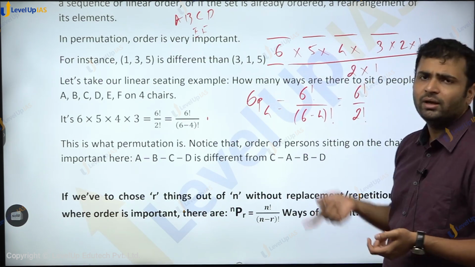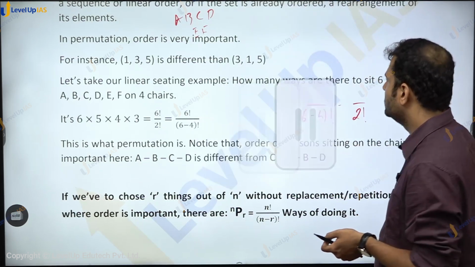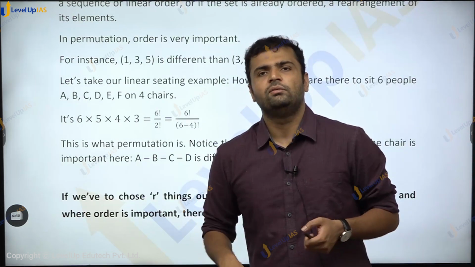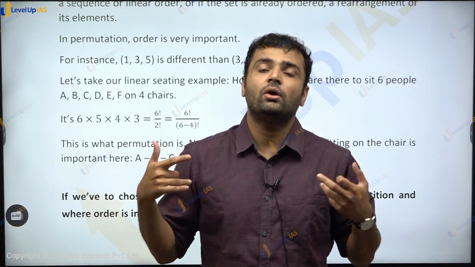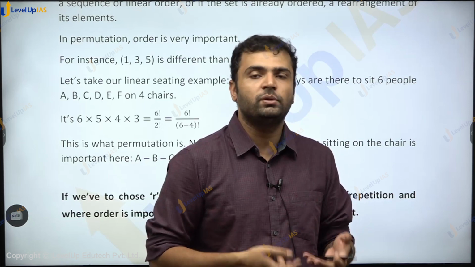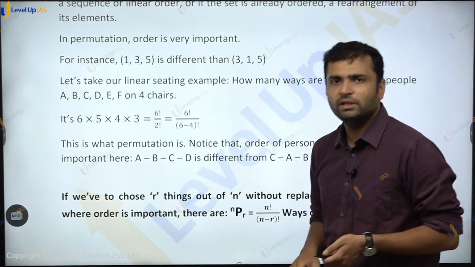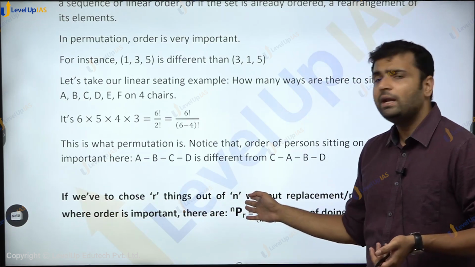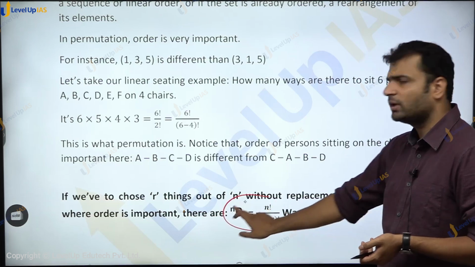This is what we got earlier too. This is what permutation is. What is permutation? We have to choose r things out of n things, and then we have to arrange them as per some defined order. That is permutation. The number of ways of doing it is nPr, or n factorial by (n minus r) factorial. That is the definition of permutation. Okay.